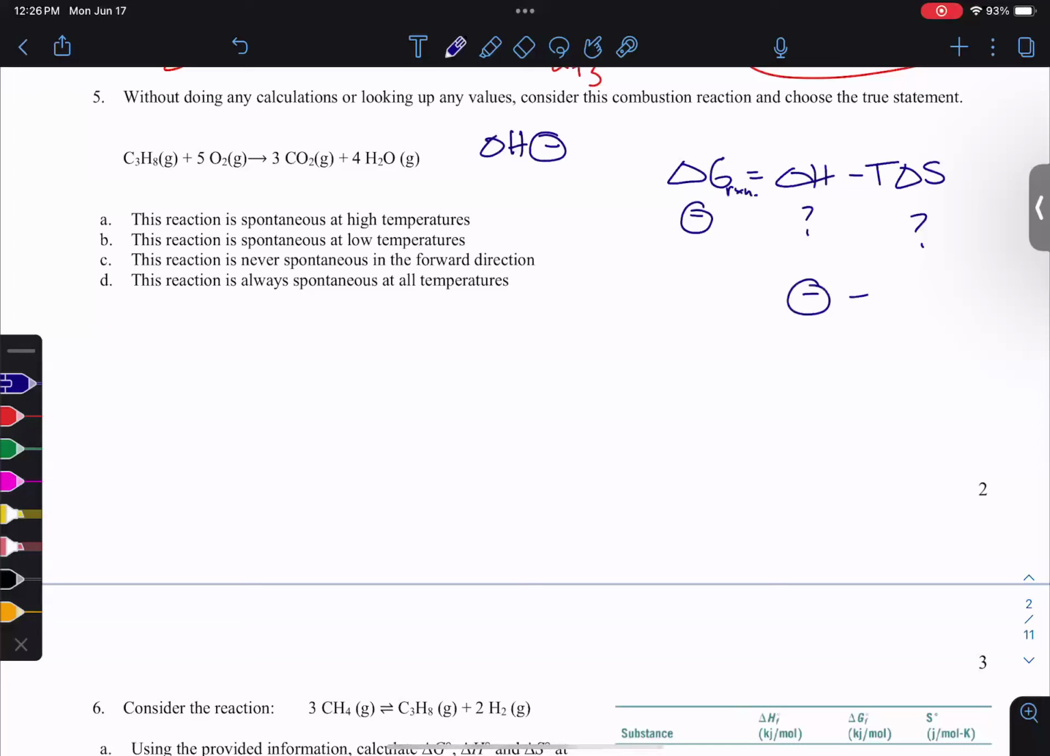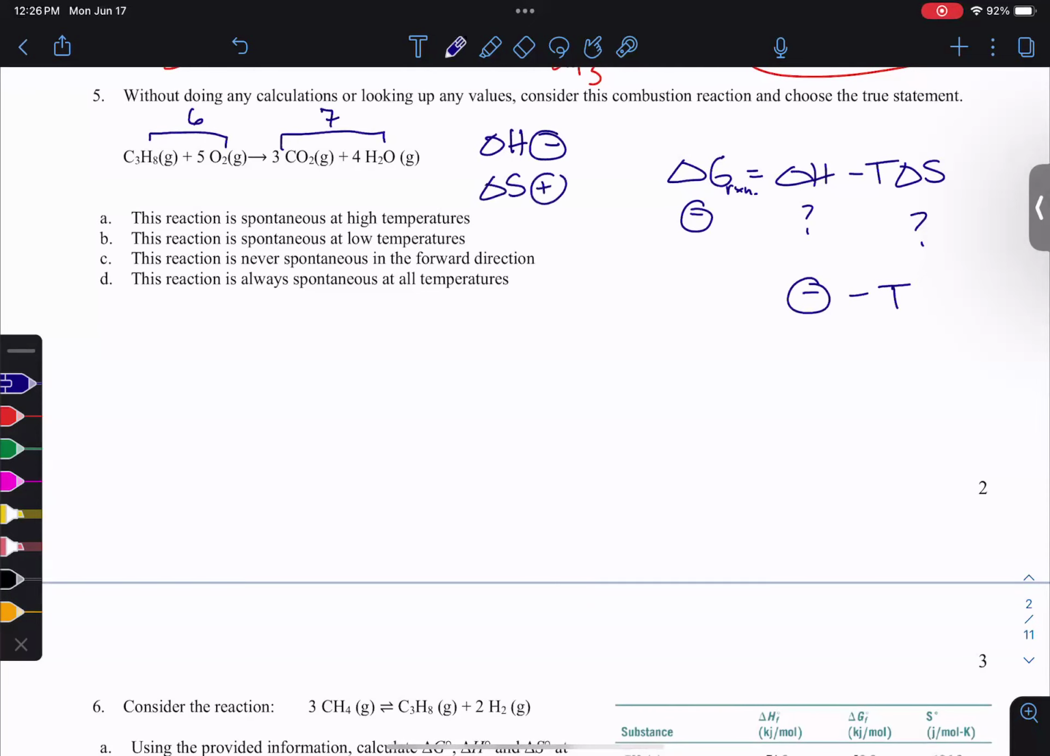It's negative. But what about entropy? Well, we can look at the reaction itself and predict what is the sign of entropy. We are going from what? 6 things to what? 7 things. So what do we think? Yeah, entropy is going up. So delta S of this reaction should be positive. Delta S is positive. There we go. So now we ask ourselves, we want a negative value of delta G.